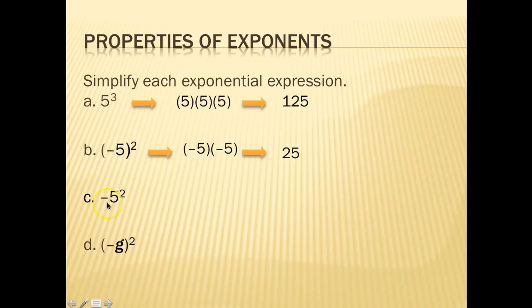And then this says the negative of 5 to the second power, which is slightly different than what we had here in B. The parentheses make a difference in these two expressions. That's saying the negative of 5 times 5. In this case, the answer is negative 25. And then for D, variables work just like numbers. So negative g to the second power, negative g times negative g. A negative times a negative is a positive. So just g to the second power.